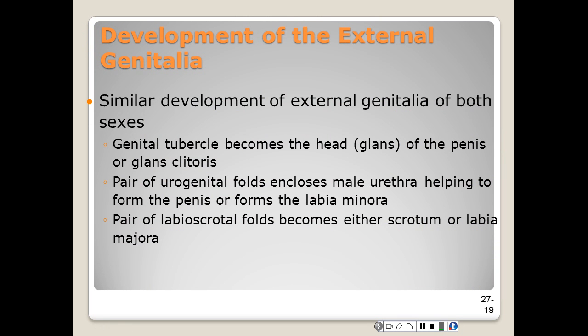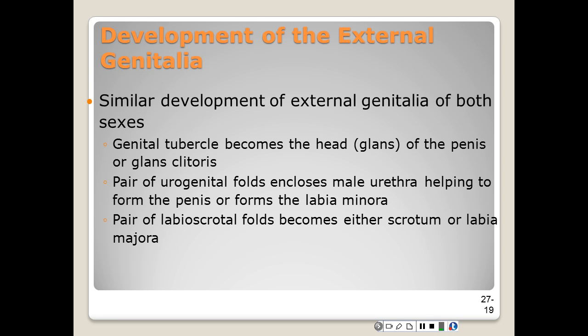Alright, so let's look at development of the external genitalia. The external genitalia begin to develop from individual structures in both sexes. By 6 weeks, the embryo has the following structures. It will have a genital tubercle, which is an anterior bud that becomes the head of the penis or the clitoris.